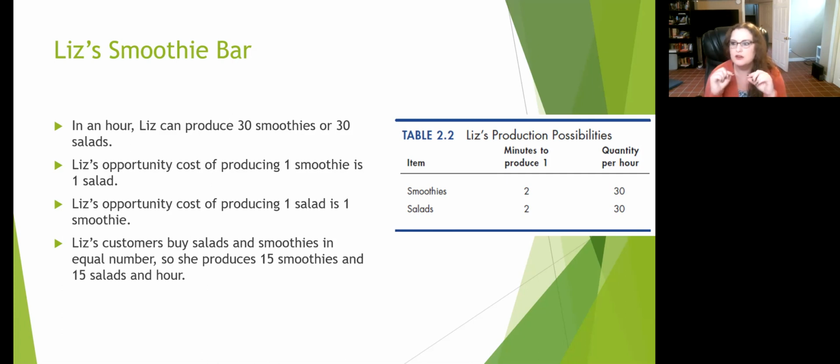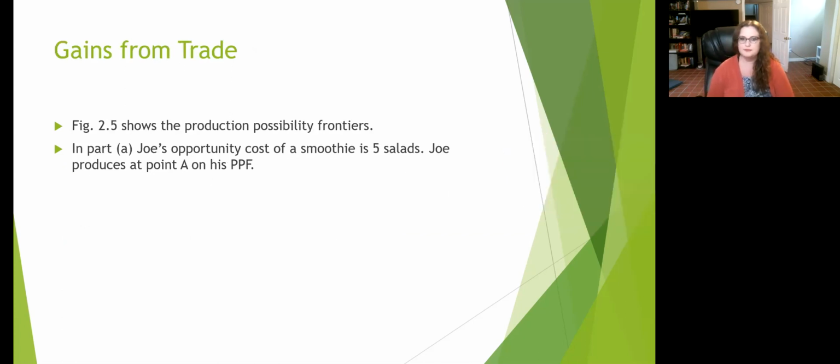Let's go the other direction. Let's say that she wants to make one salad. How many smoothies does she have to give up? Well, she makes a salad in about 2 minutes, and it takes her about 2 minutes to make a smoothie. If she's making one more salad, that means there's one less smoothie that she can make. So if she wants to produce an equal number, say half and half, she might make 15 smoothies and 15 salads in an hour. Ta-da! Is this as good as they can do?